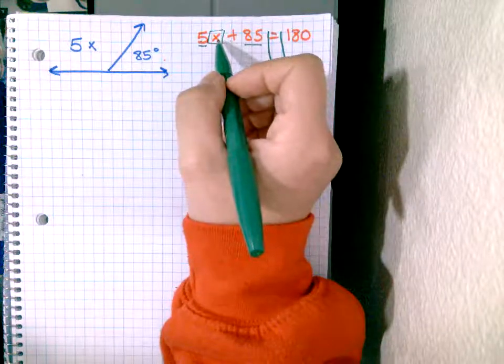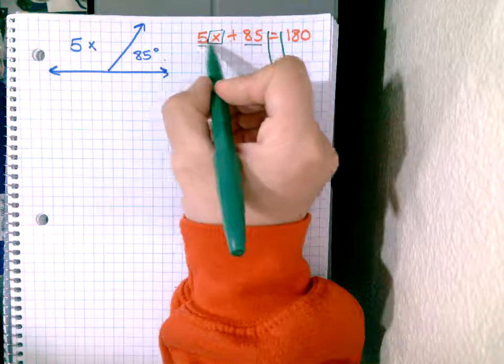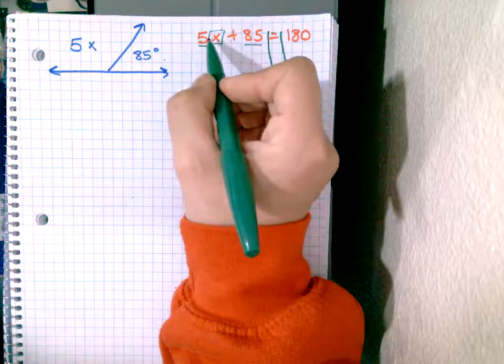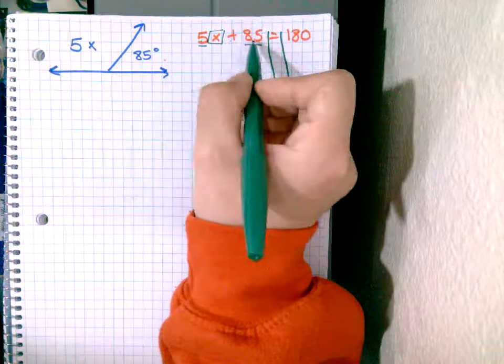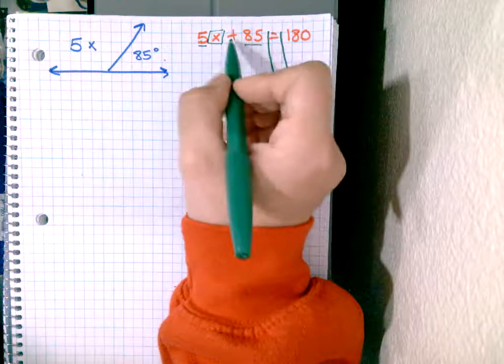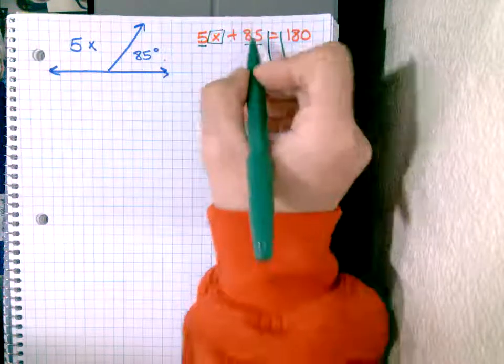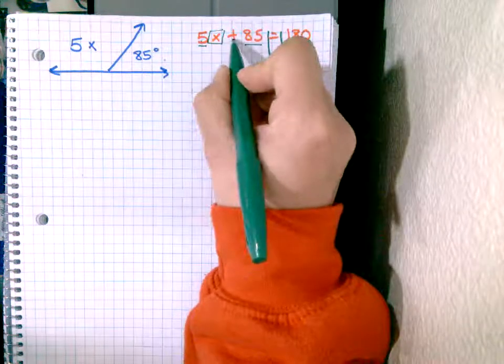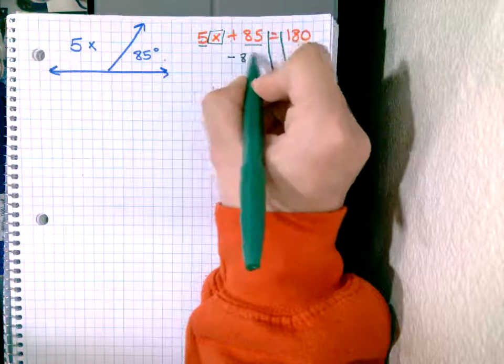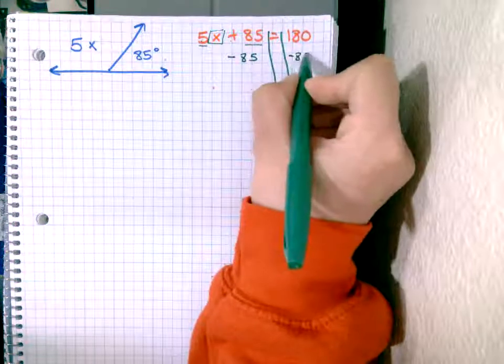You want to move the number that's furthest away from your x. 5 is next to it. You don't move that one first. Move it last. 85 is kind of away from it. There's an addition sign in the middle of it. So this is the one I'm going to move first. It says addition, so you're going to do the opposite, which is subtraction. So you're going to subtract 85 on both sides.